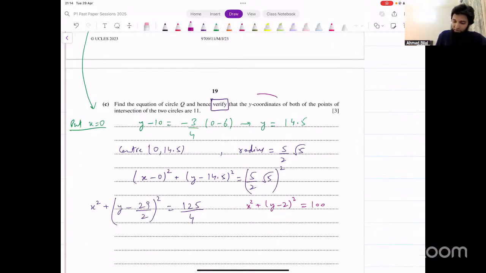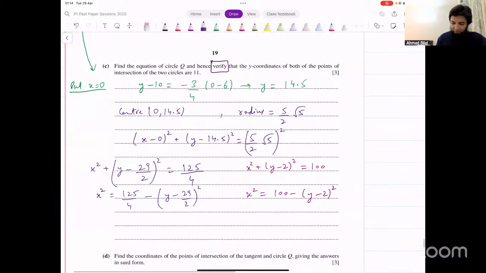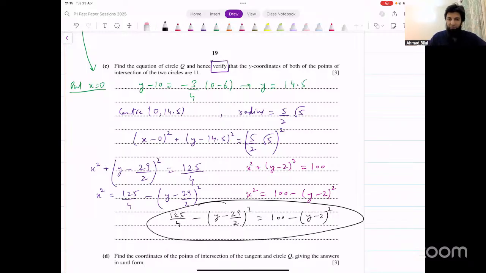We want the y coordinates. For finding y coordinates, we can eliminate x from this. If we make x squared the subject, that gives us x squared equals 125/4 minus y minus 29/2 whole squared. From the other function, we can get 100 minus y minus 2 whole squared. Now equate both of them, and that gives you 125/4 minus y minus 29/2 whole squared equals 100 minus y minus 2 whole squared. Generally, when we are looking for points of intersection, we solve the equations simultaneously. So we could solve these equations and find y equals 11 from this, okay?